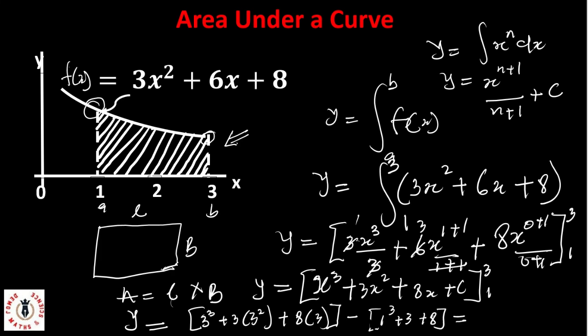And this is equal to 3 raised to power 3, which is 27, plus 3 times 3 raised to power 2, again that's 27 plus 27, that's 54. Plus 8 times 3, that's 24. 24 plus 54, that's 78. 78 minus 1 raised to power 3, that's 1 plus 3, that's 4 plus 8, that's 12. 78 minus 12, that's 66.